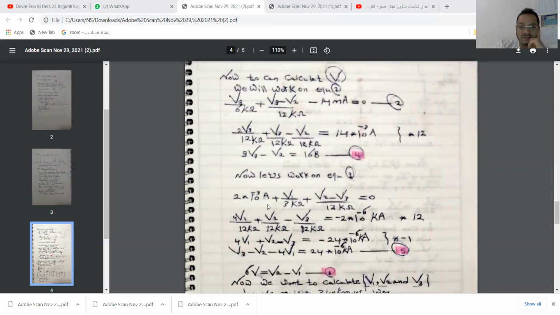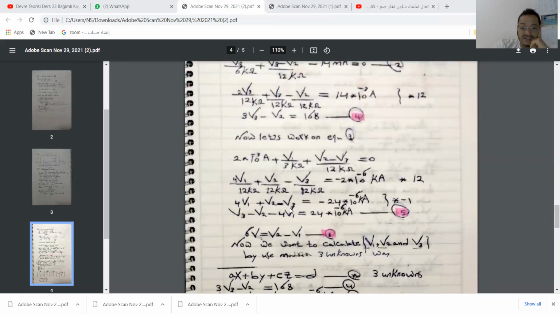Now let's work on equation 3. Like I said, if we want to make all the units the same, it will be kilo ohm exponential minus 6, multiplied by 12, for V1 plus V2 minus V3 equals minus 24 exponential minus 6. After that, let me simplify and organize it more: V3 minus V2 minus 4 V1, something like that. And 6 V equals V2 minus V1.